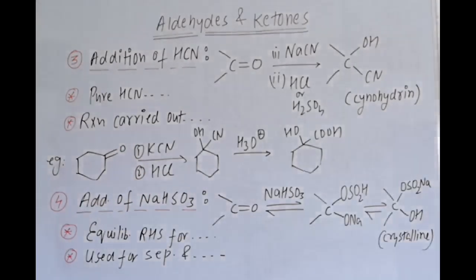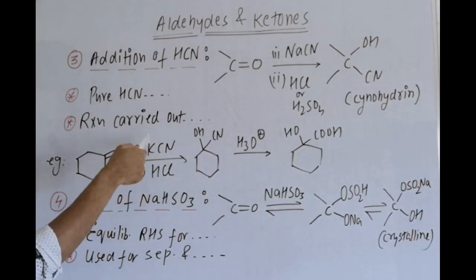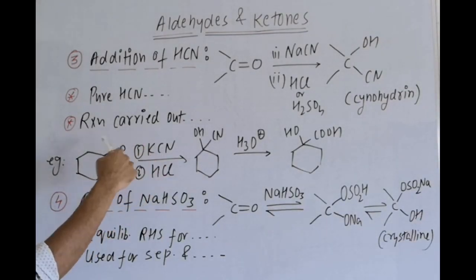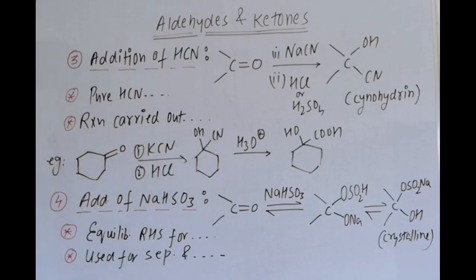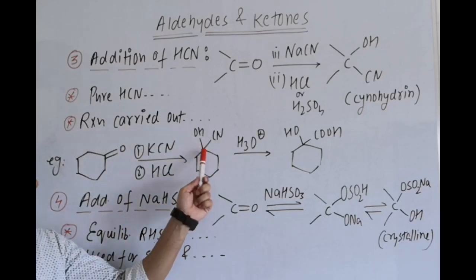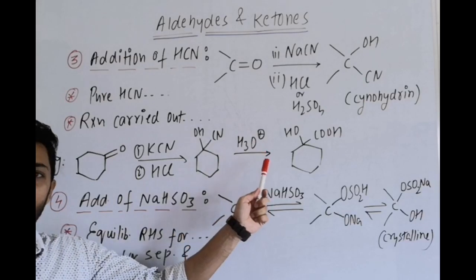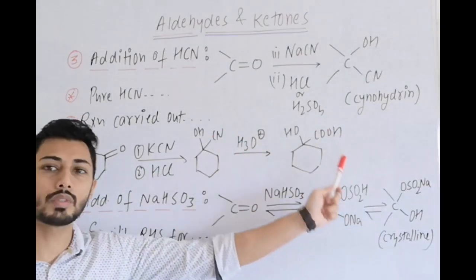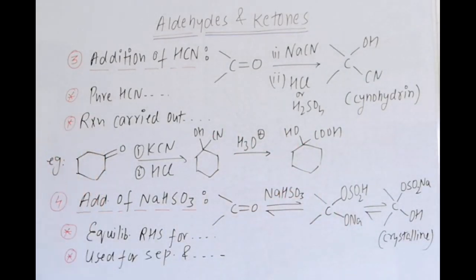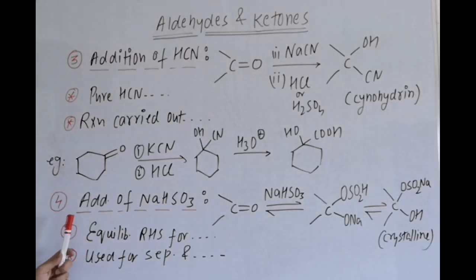Now here, a ketone is taken, and by cyanohydrin formation, OH and CN are on the same carbon, which was initially the carbonyl carbon. Then hydrolysis is done and the CN group forms carboxylic acid. The next reaction is addition of sodium bisulfite, or sodium hydrogen sulfite. This reaction is useful. I will tell you why.